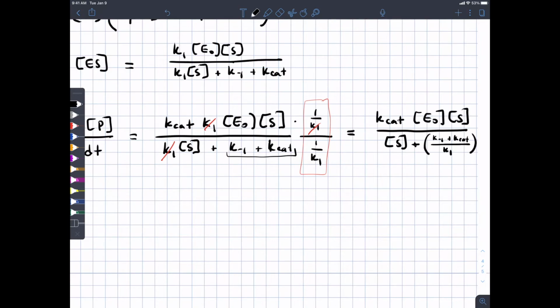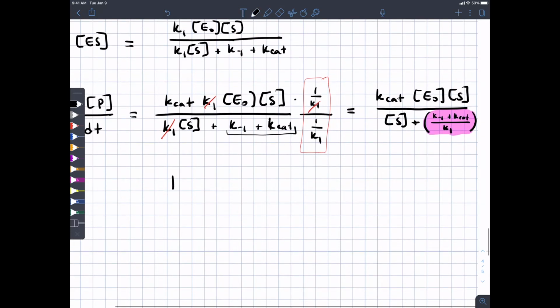And this is what we're going to define as the Michaelis constant Km. Big Km, which is k minus 1 plus kcat divided by k1. This is the so-called Michaelis constant.